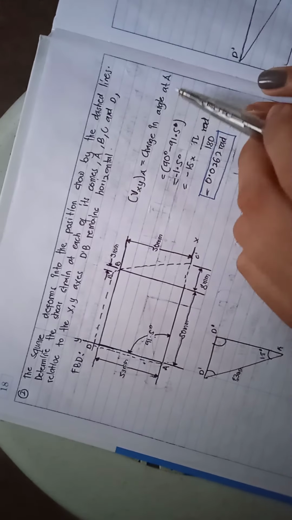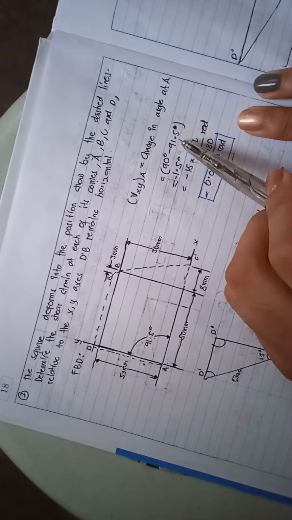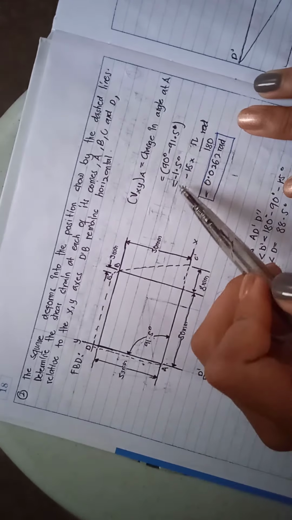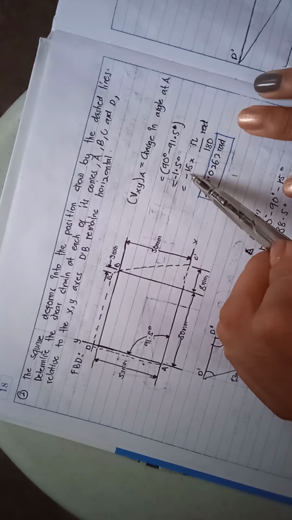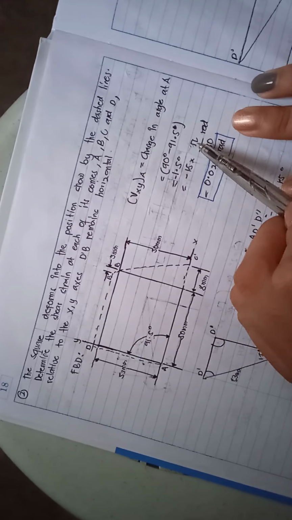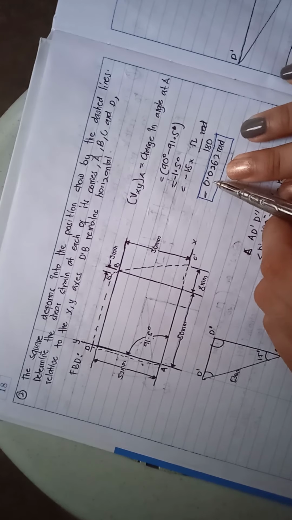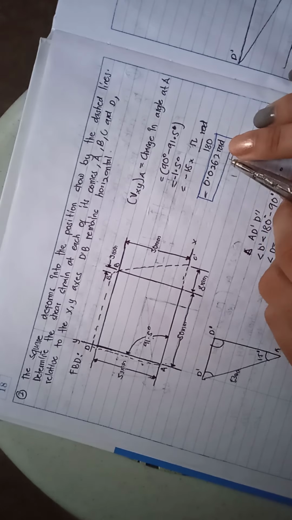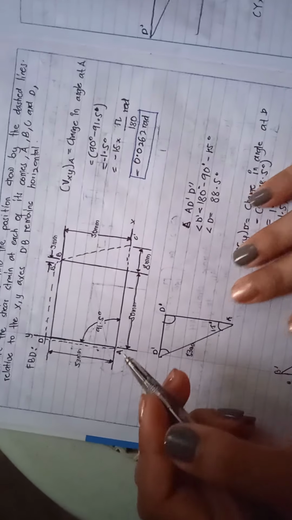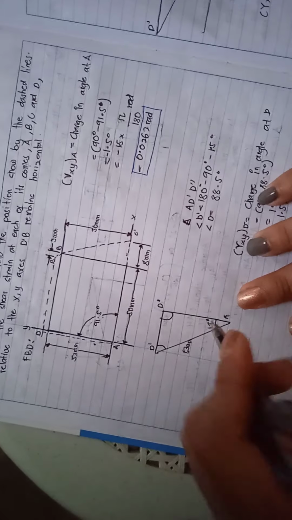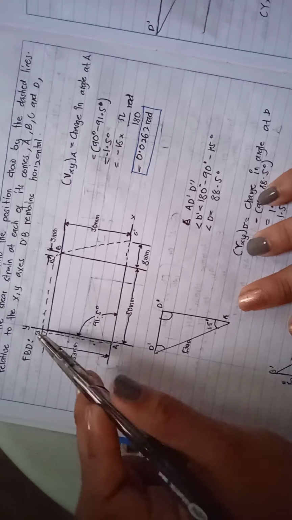So, change in angle at A equals 90 degrees minus 91.5 degrees. So, equals negative 1.5 degrees, equals negative 1.5 times pi over 180 rad. So, isinolve po natin, ito po yung lumabas, 0.0262 rad. So, ito naman po, ginuhit na lang natin ulit para maintindihan natin dito.